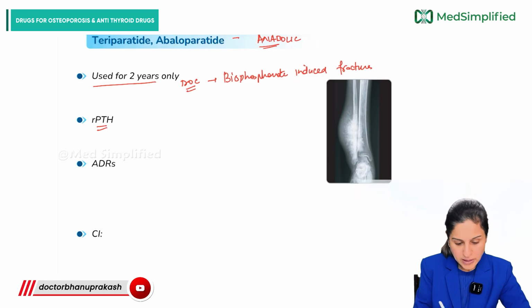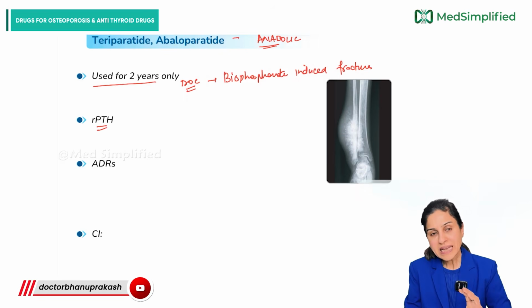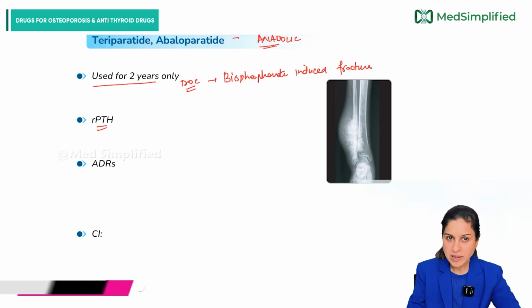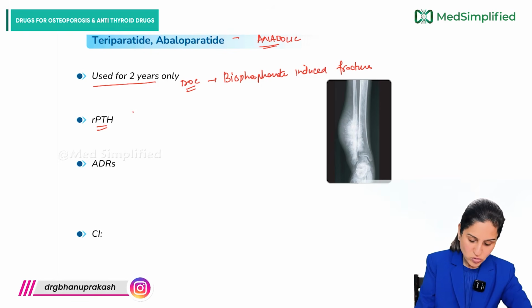So what is this? Teriparatide is a recombinant parathyroid hormone. Parathyroid hormone, if you give it, is going to cause an increase in resorption. But recombinant parathyroid hormone leads to bone formation.